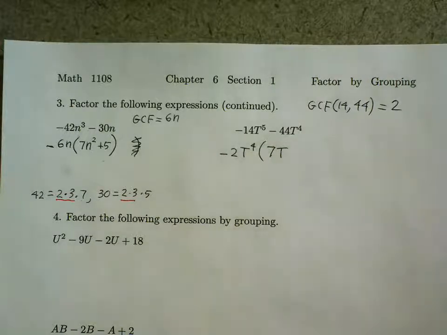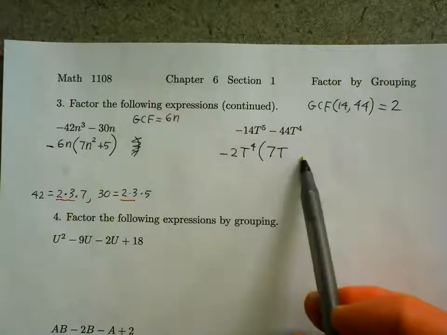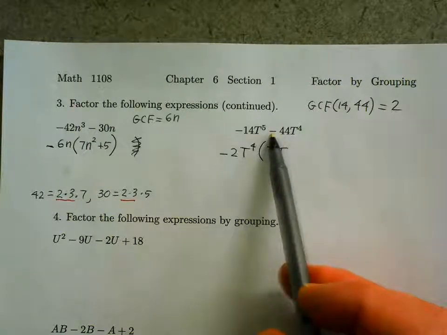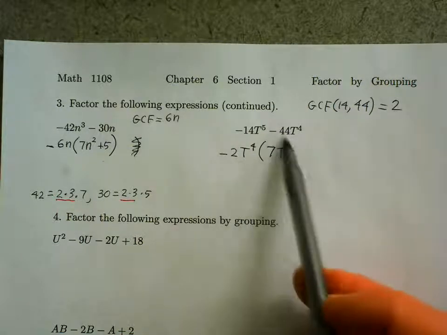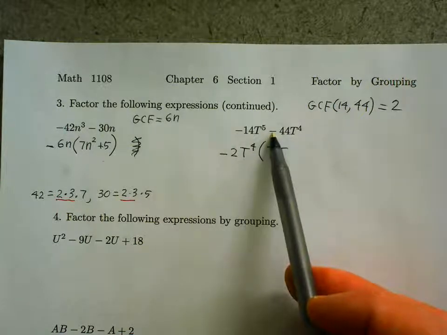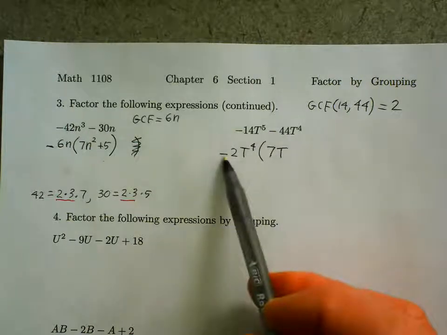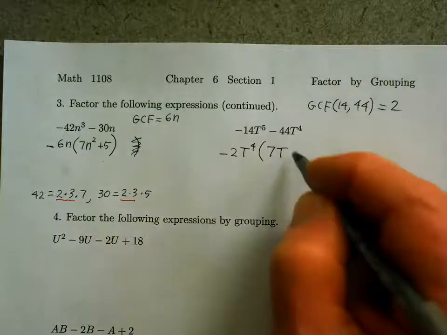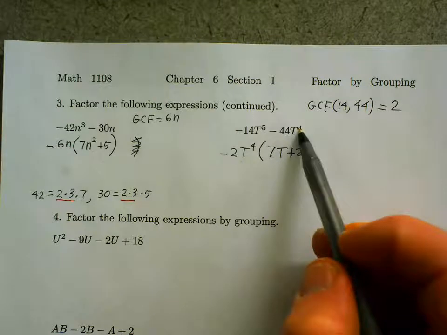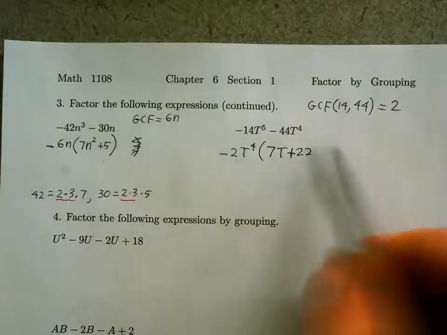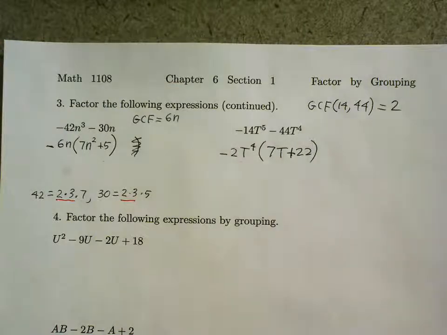so that checks out. And then the next term inside the parentheses, divide negative 44t to the fourth by negative 2t to the fourth. Negative 44 divided by negative 2 is positive, I said that wrong, positive 22. And t to the fourth divided by t to the fourth is 1. So this is our complete factorization.